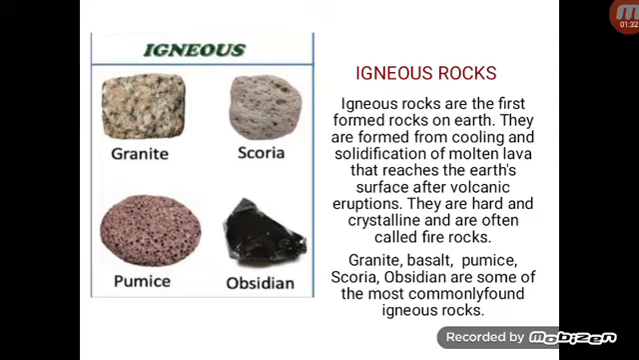Now, what are the types of igneous rocks? There are a few examples which are very common, like granite, basalt, pumice, scoria, and obsidian, some of the most commonly found igneous rocks on the earth's surface. Now on the left hand side you can see the picture of these igneous rocks which are commonly seen.